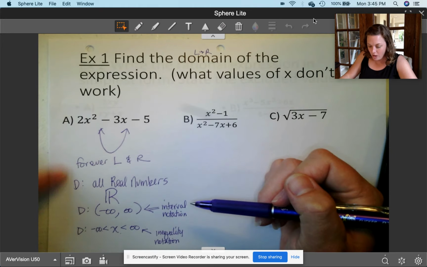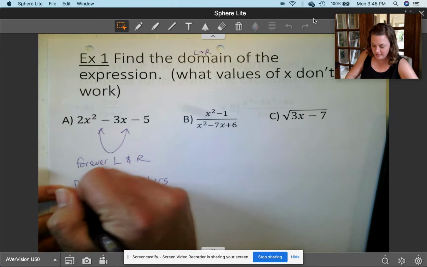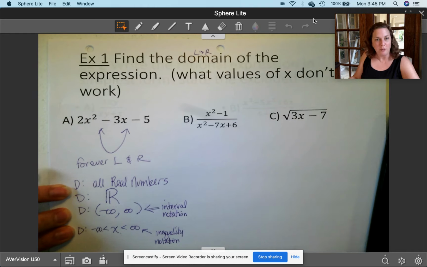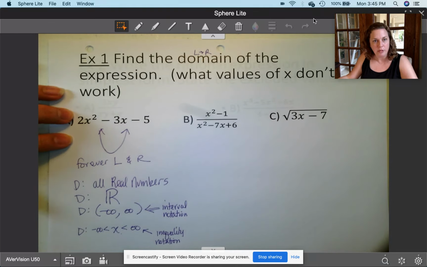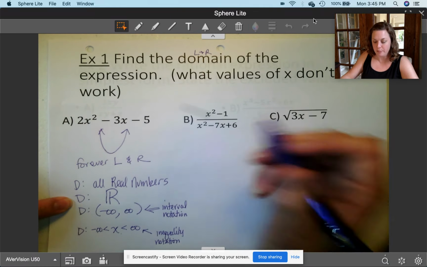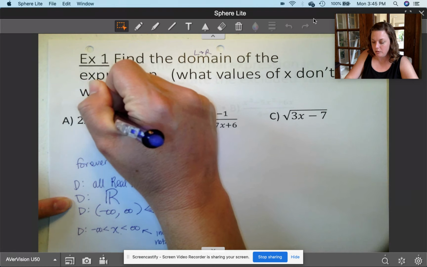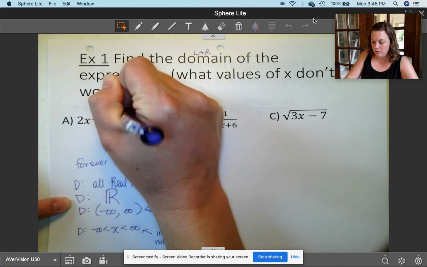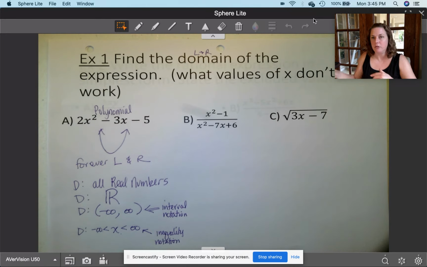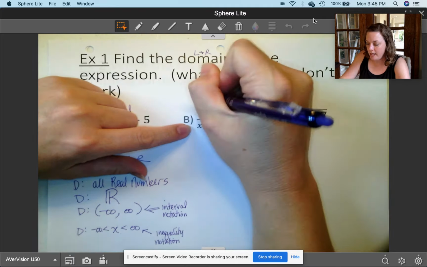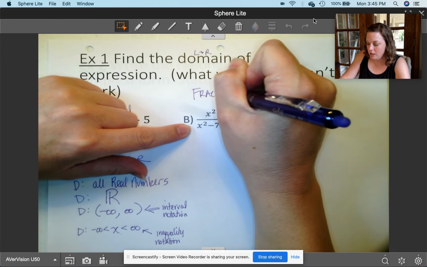So there's all these different ways. There's 4 different ways that you could answer this. So this is just a parabola. All polynomials have domains of all real numbers. So any polynomial has a domain of all real numbers. Polynomials are nice smooth curves that just go on forever. The problem comes in when we have fractions.